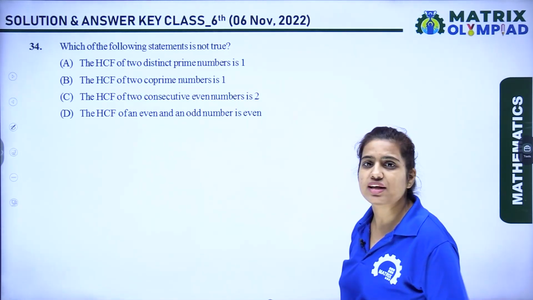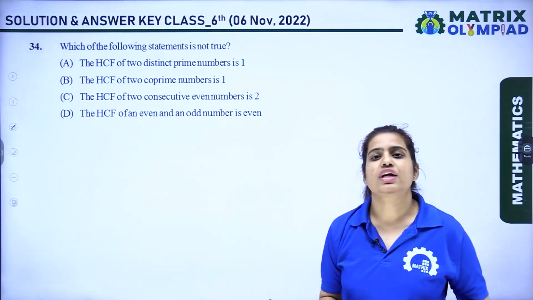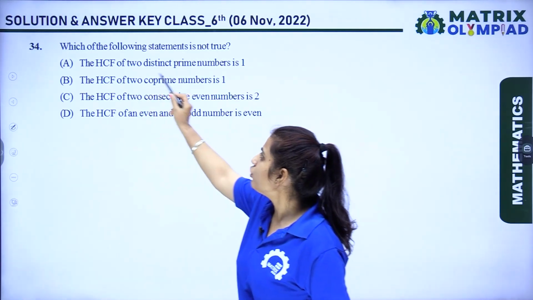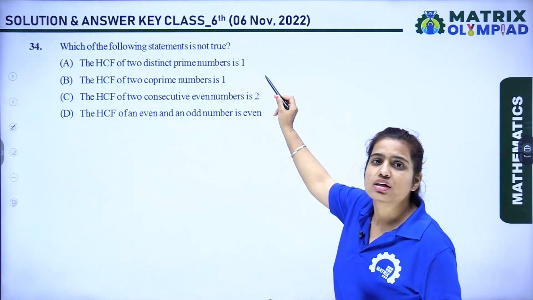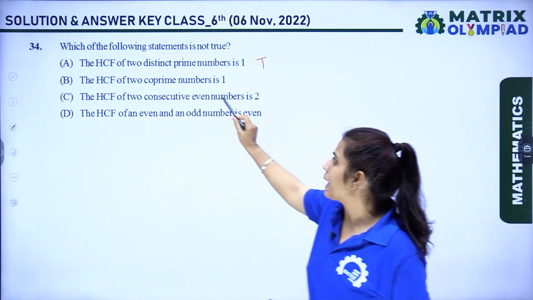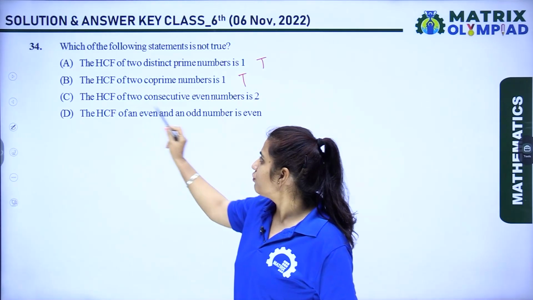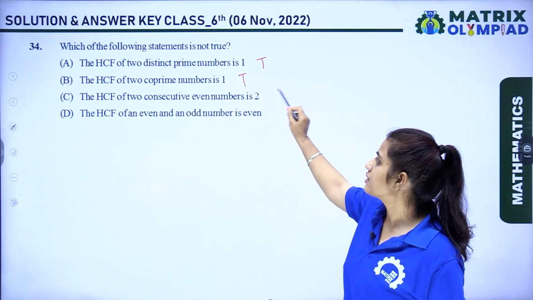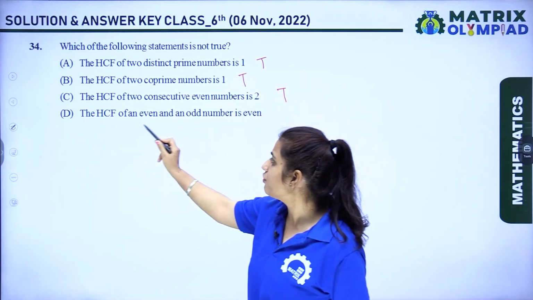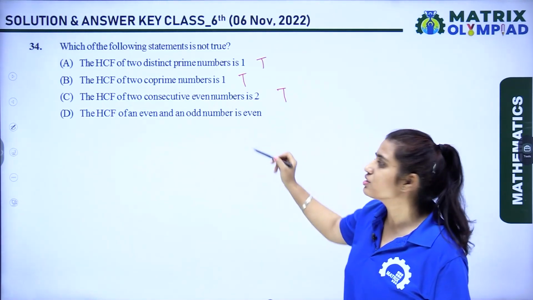Now let's begin with the next question. Question number 34. Which of the following statements is not true? So we have to find out the incorrect statement. First statement is the HCF of 2 distinct prime numbers is 1. First statement is true. Next statement is the HCF of 2 co-prime numbers is 1. This statement is also true. Next statement is the HCF of 2 consecutive even numbers is 2. Yes, this is also a true statement. The last statement is the HCF of an even and an odd number is even. So this statement is not true.